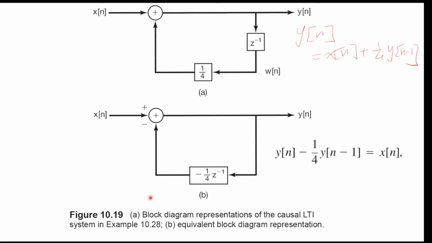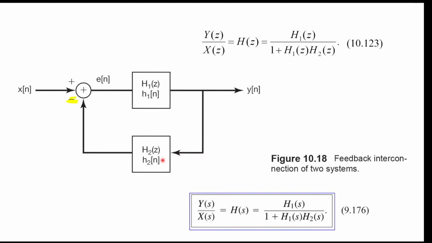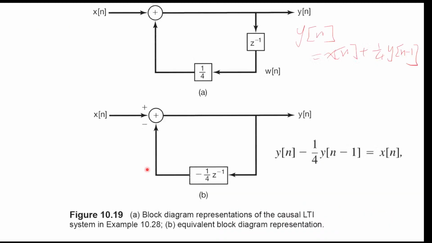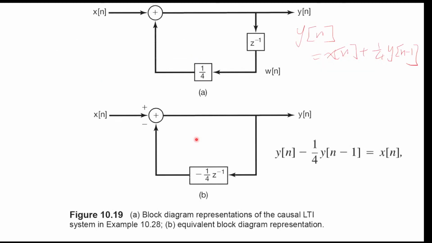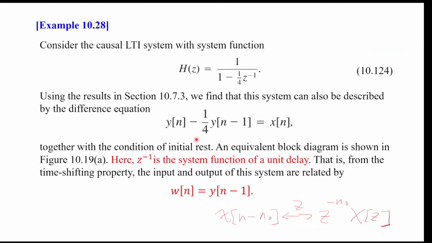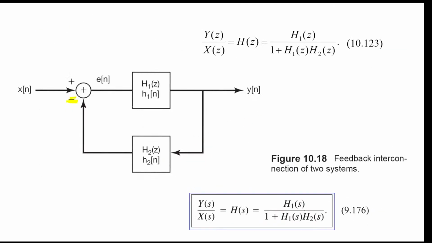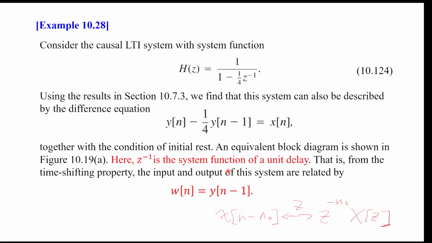So this is the same as this thing with just H1 equal to 1 and H2 equal to minus 1 over 4 z minus 1. And we can see that this also checks out, because if we plug those H1 and H2 into this equation, then we'll get back to this equation.